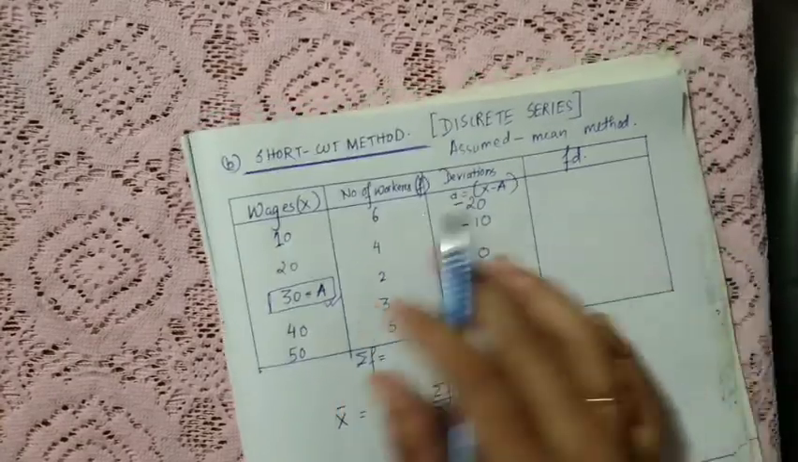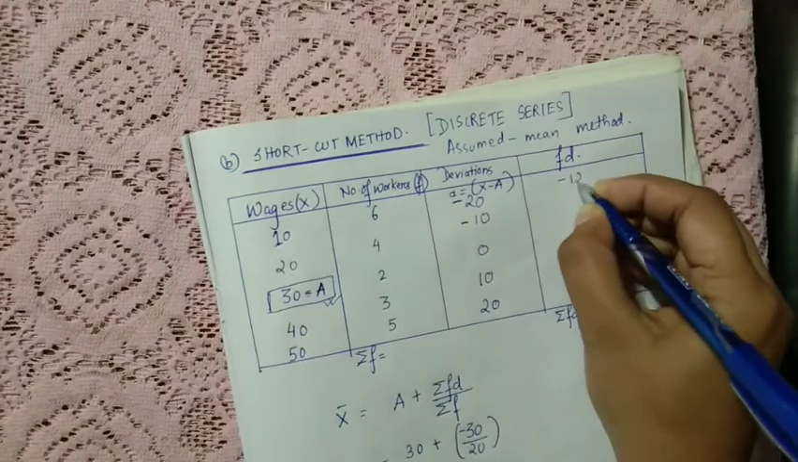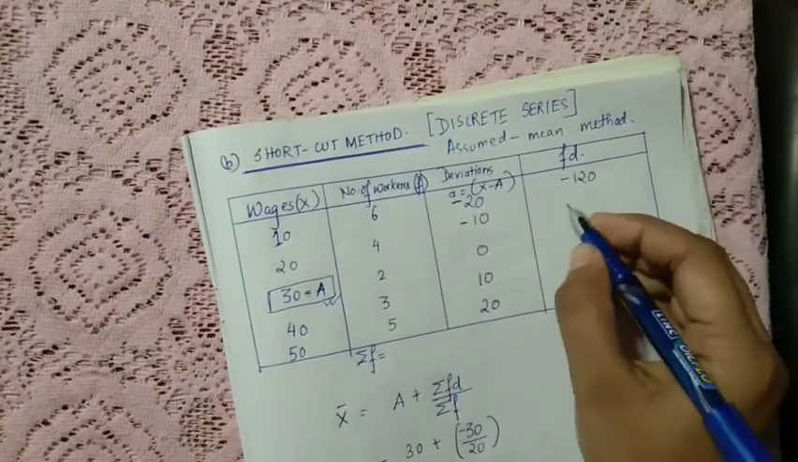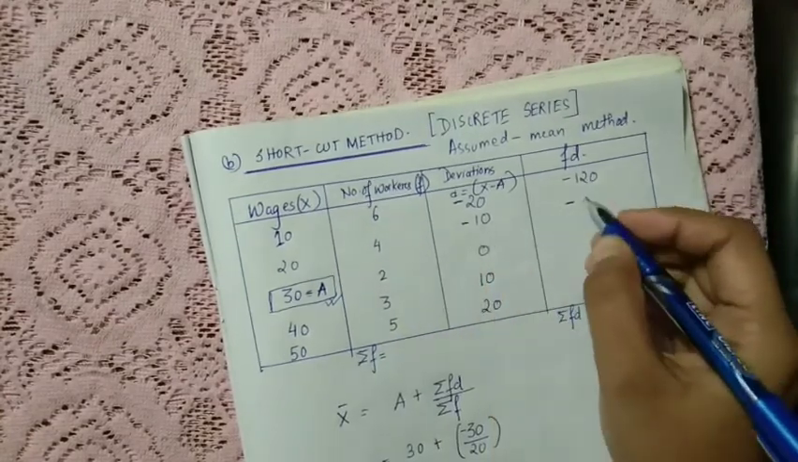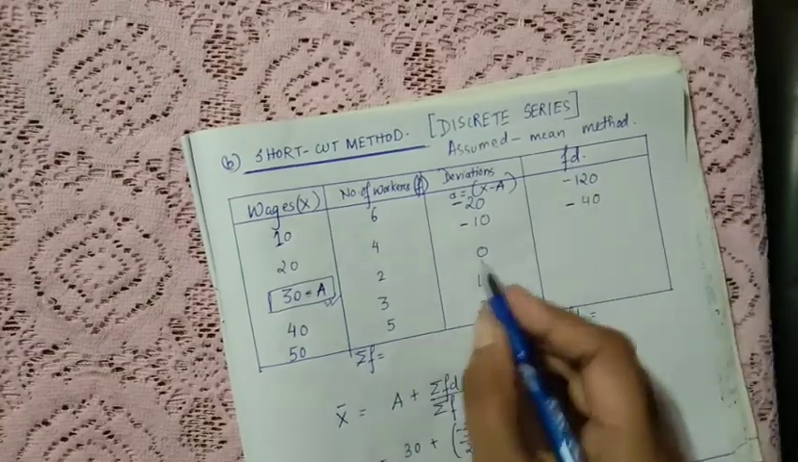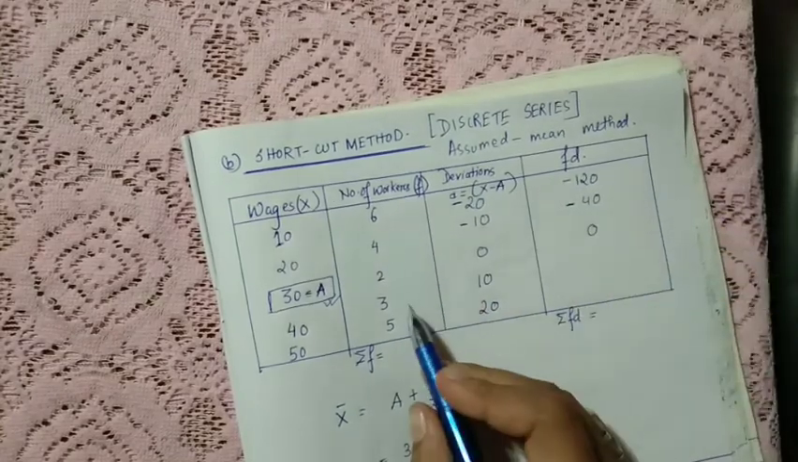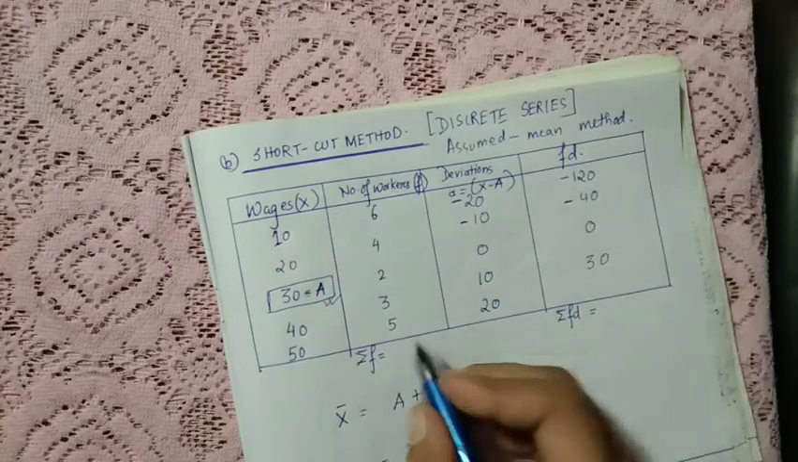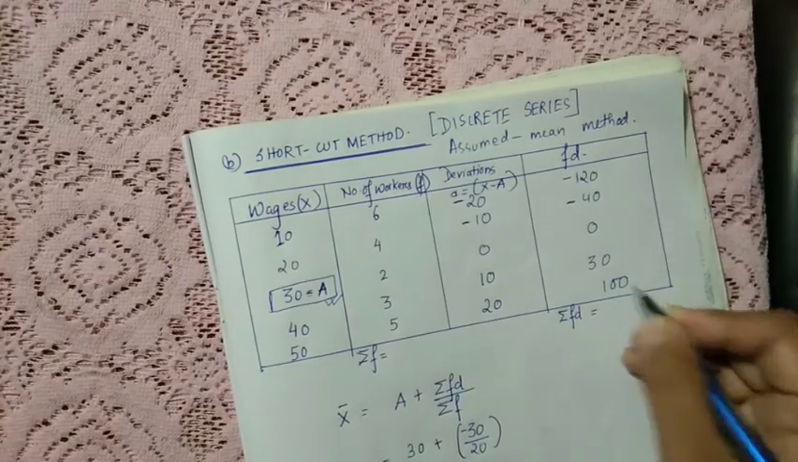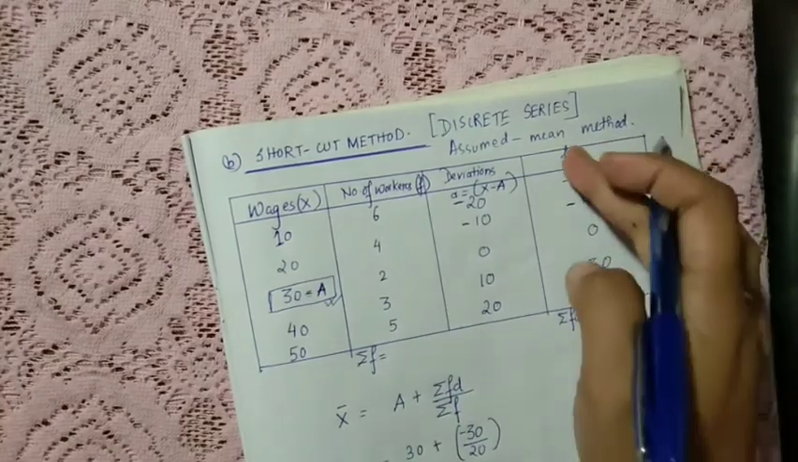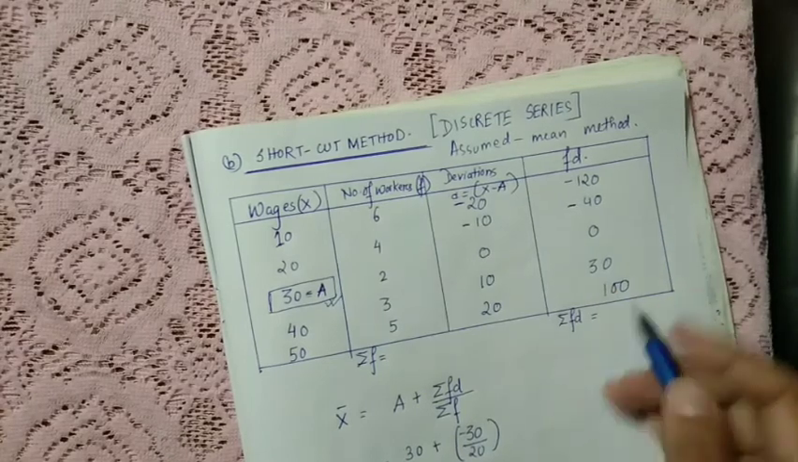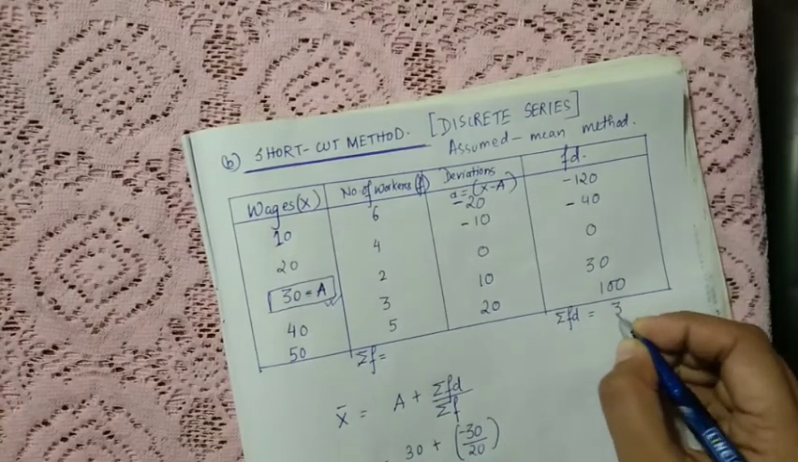So 6 into minus 20 is minus 120. 4 into minus 10 is minus 40. 2 into 0 is 0. 3 into 10 is 30. 5 into 20 is 100. Now if we find the sum of all this, we will get 30, that too negative.